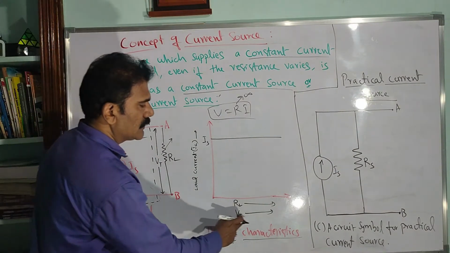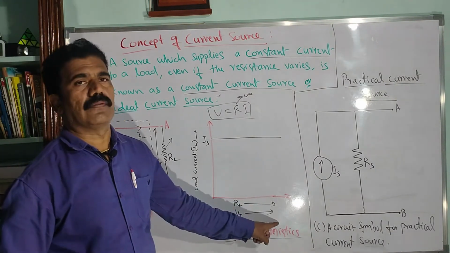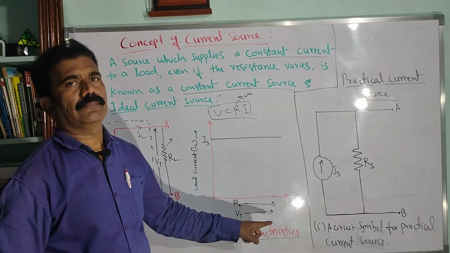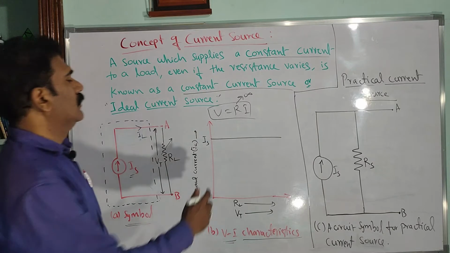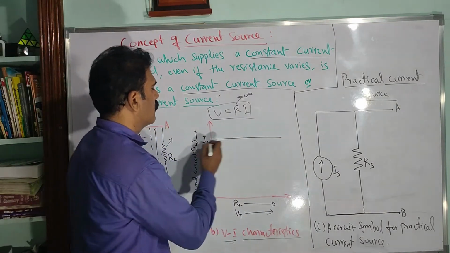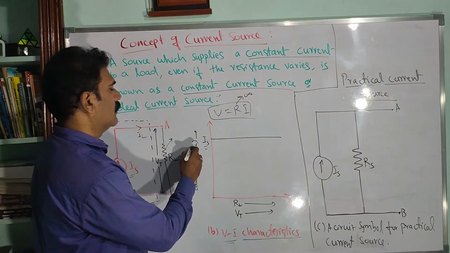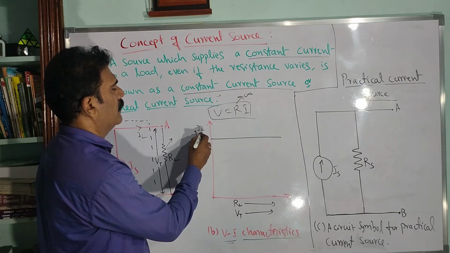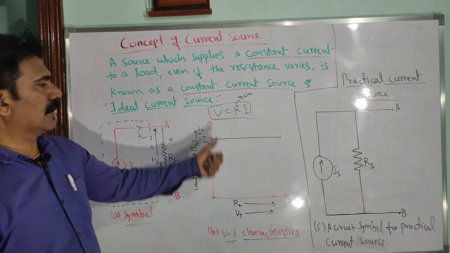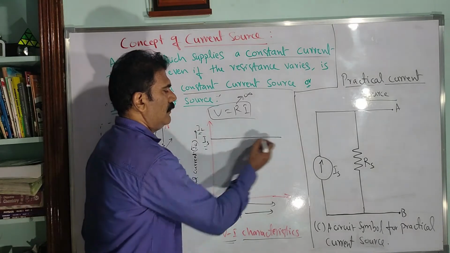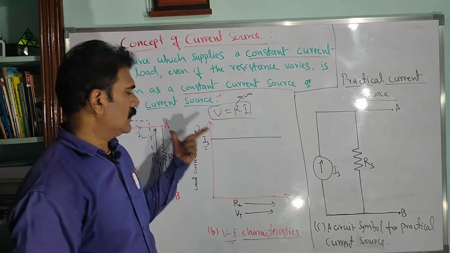Vt also increases as the load resistance increases. But what about the current? In case of an ideal current source, the current is always constant, so that is equal to the source current only. In fact, IL is equal to IS itself, and only then it is called an ideal current source. So you can just look at the graph of the horizontal line. Clear?